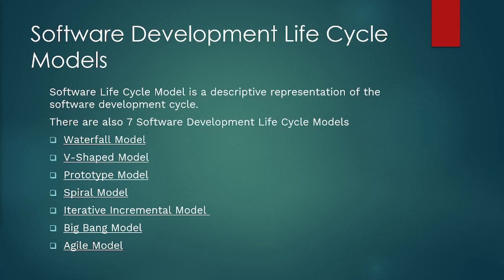We have the V-shaped model, also known as verification and validation. In this model, verification and validation go hand in hand. Development and testing go parallel. The V model and waterfall model are the same except that the test planning and testing start at an early stage.